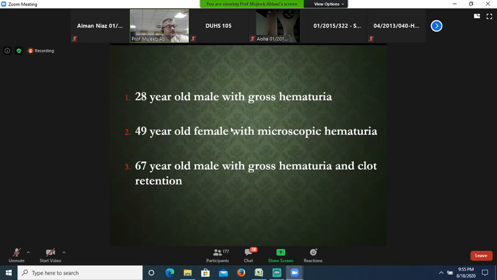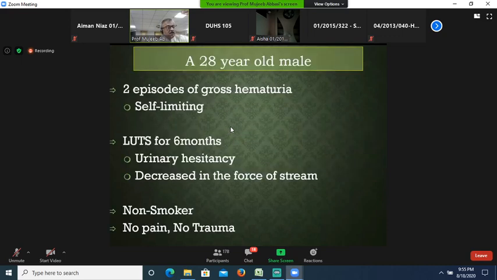Now, a 28-year-old male came to your clinic. He has 2 episodes of gross hematuria, which were self-limiting. Lower urinary tract symptoms for 6 months. He has urinary hesitancy and decreased force of the stream. He's a non-smoker. There's no pain. There's no trauma. So, what should we do with it?